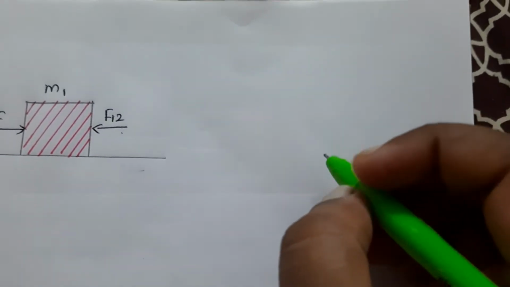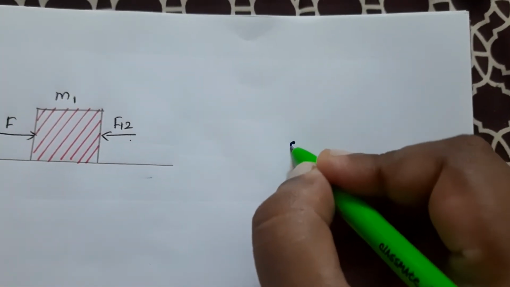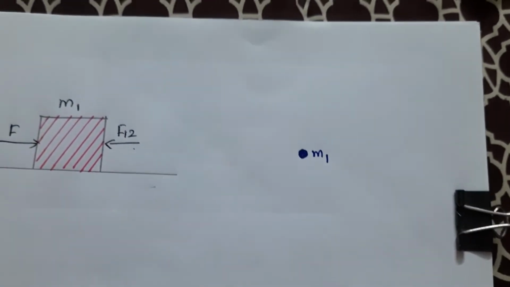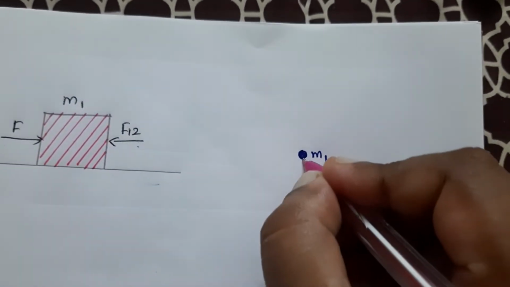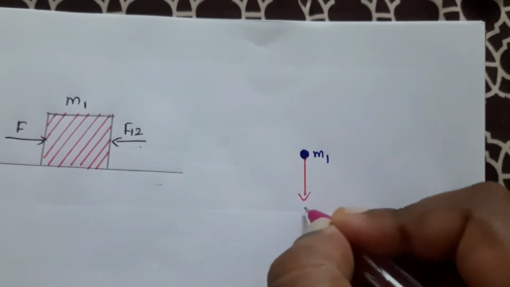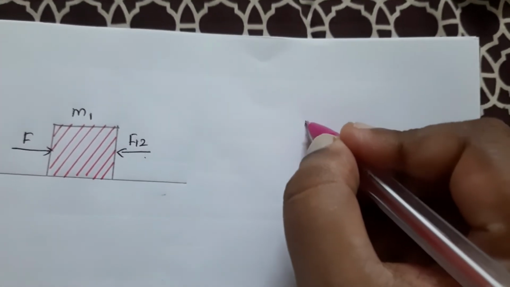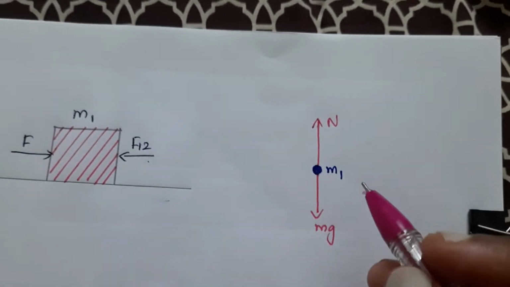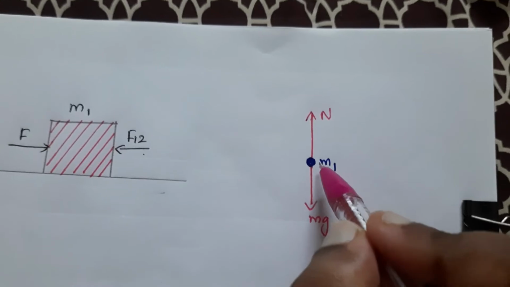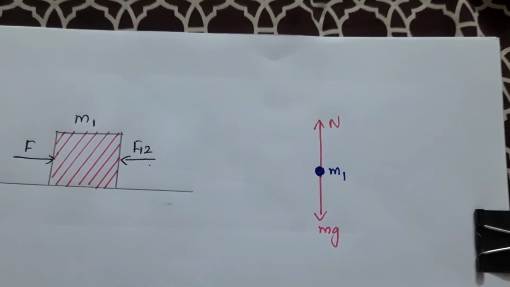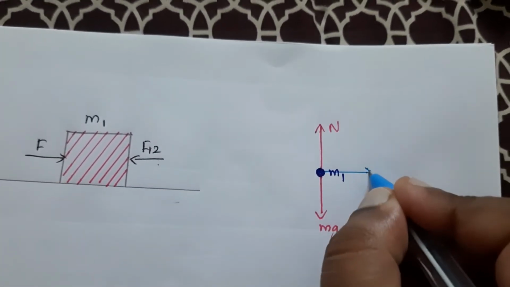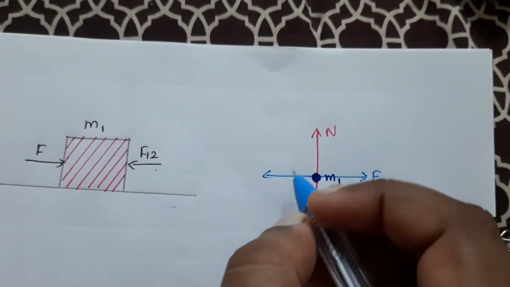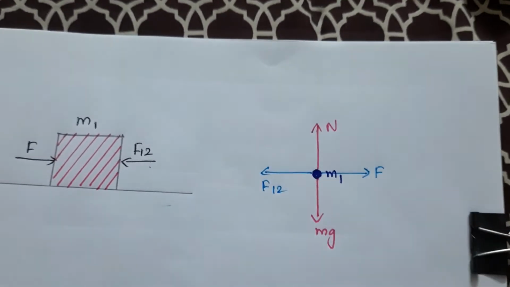So I can take this as your mass, the mass m1 taken as a point mass. The downward force acting here is mg, and the equal upward force acting here is the normal force. The force acting in the positive x direction is F, and the force acting in the negative x direction is F12.